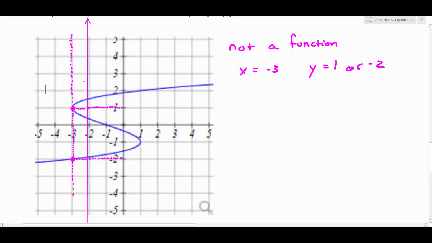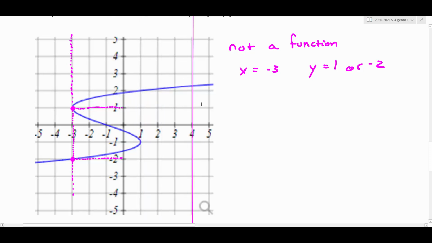Another place could be over here. You might notice it hits here once and it hits up here again, so that would be a place where it hits twice. There are a lot of different places where we can show this thing is not a function. When I draw that vertical line, it should only hit the blue function once, no matter where I put that vertical line.